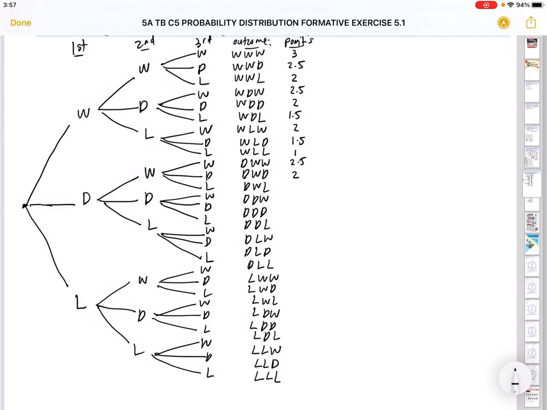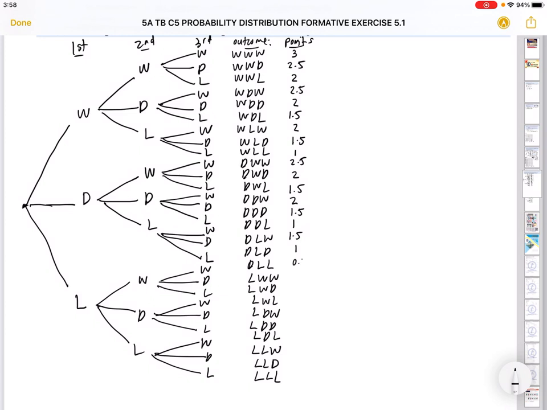Draw, draw, win, half, 1, which is 2. Triple draw, half. Yeah, so 1.5. Draw, draw, lose, half, 0, so it's just 1. Draw, lose, win, half, 0, 1, 1.5. Draw, lose, draw, half, 0, which is 1. Draw, lose, half, 0, 0.5.